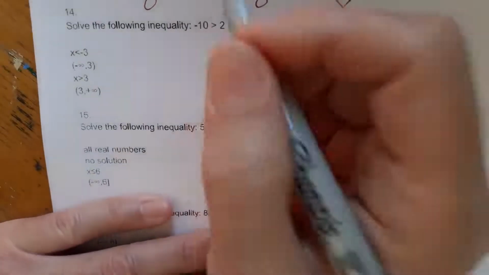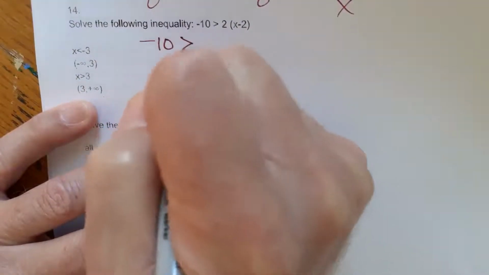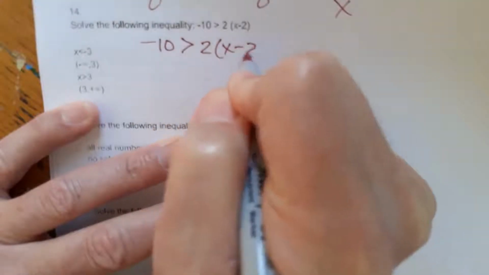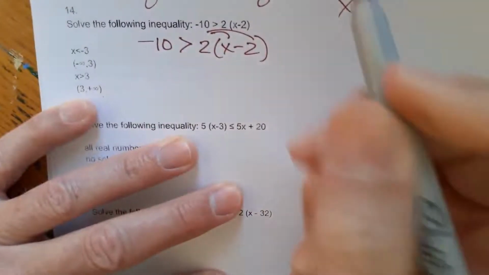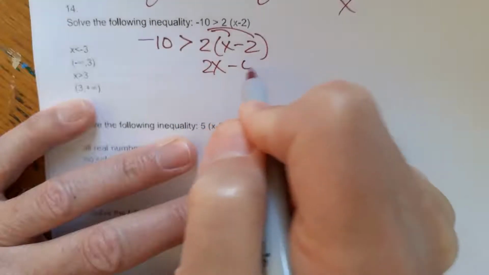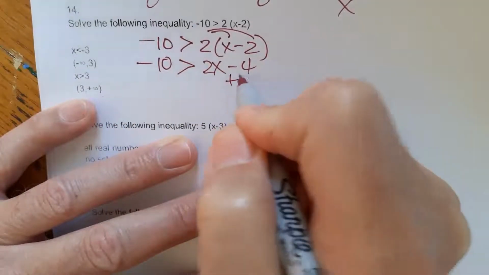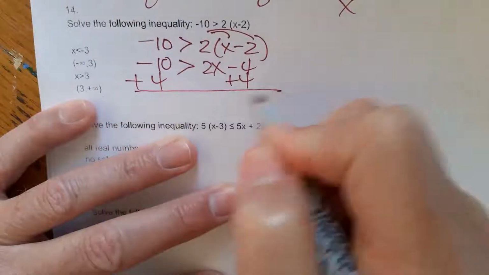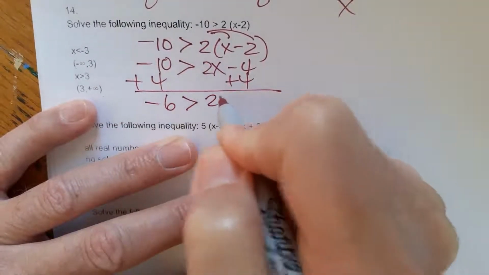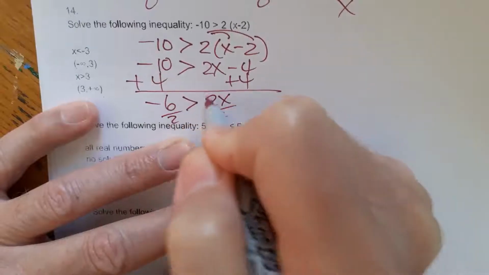Okay, let's go to the next. Negative 10 is greater than 2 times x minus 2 here. So 2x minus 4, negative 10. Let's add 4 to both sides. We get negative 6 is greater than 2x.